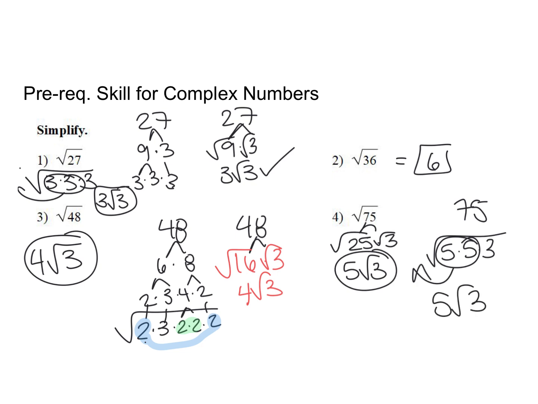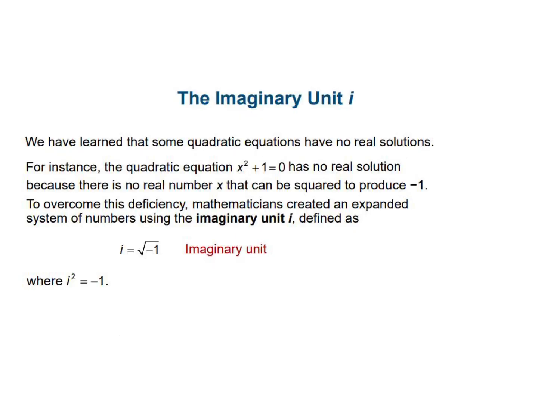All right, so now let's talk about and define i. So we call i the imaginary unit. We've learned that some quadratic equations have no real solutions. However, we're now going to be able to find those no real solutions by using i. So i is equal to the square root of -1. So this allows us to solve all quadratics. Mathematicians created it, and we call it the imaginary unit.